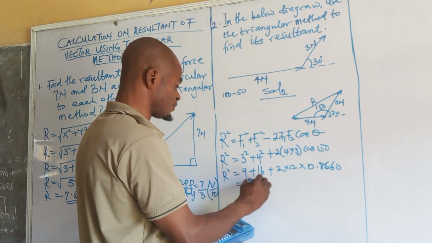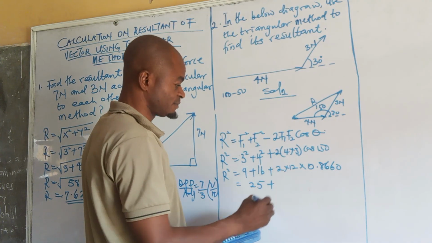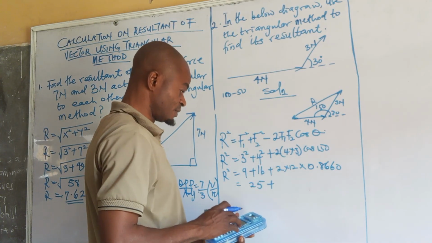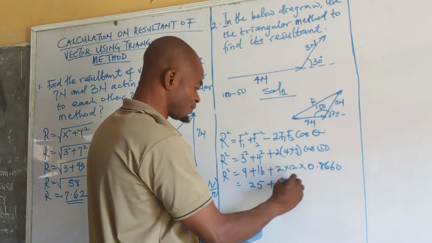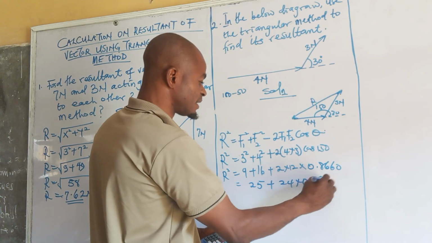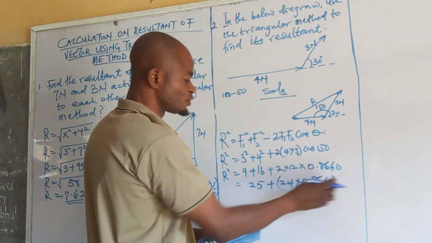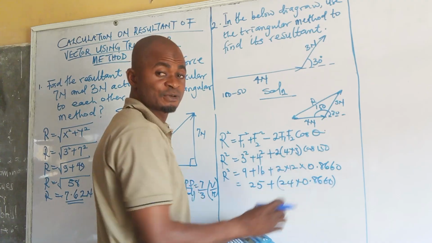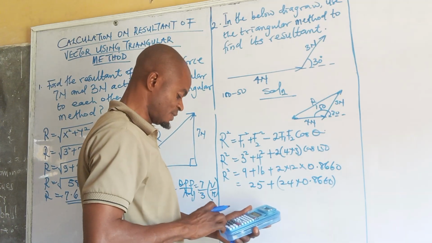16 plus 9 will give us 25, plus 2 times 12. We have 2 times 12, which is 24, multiplied by 0.8660. Please make sure you multiply these together. Don't multiply it separately.